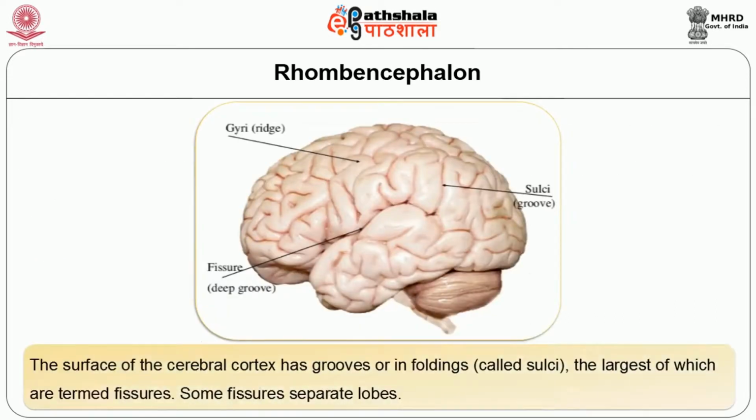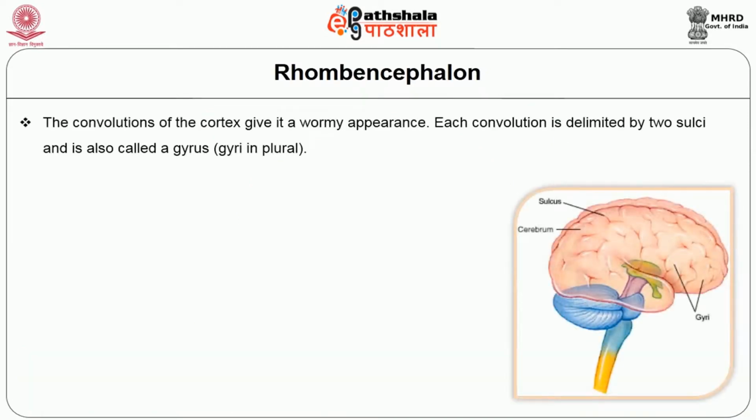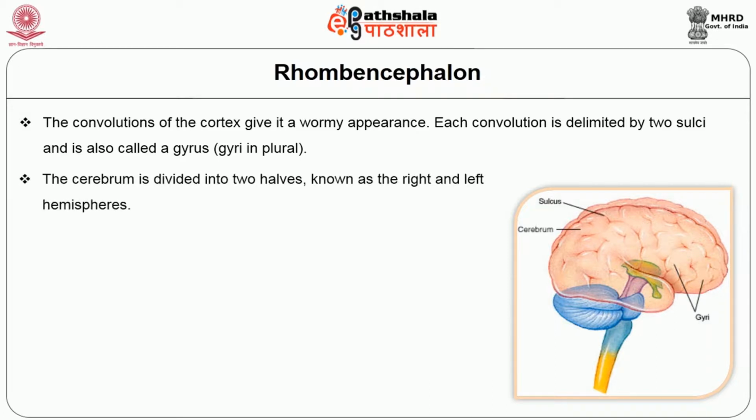The surface of the cerebral cortex has grooves or infoldings called sulci, the largest of which are termed fissures. Some fissures separate lobes. The convolutions of the cortex give it a wormlike appearance. Each convolution is delimited by two sulci and is called a gyrus. The cerebrum is divided into two halves known as the right and left hemispheres. The mass of fibers called the corpus callosum links the hemispheres.